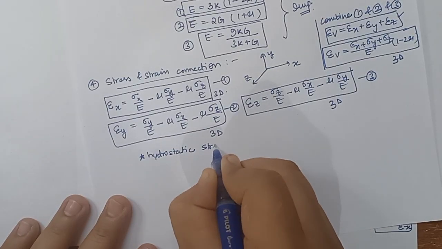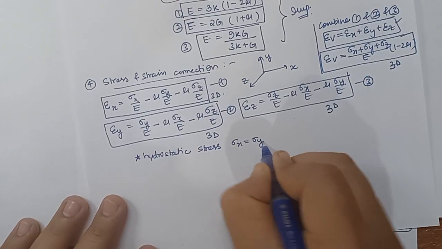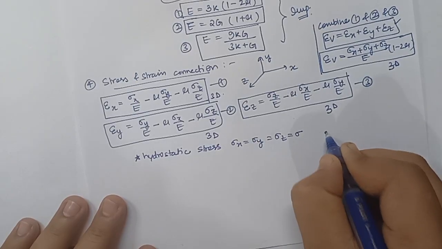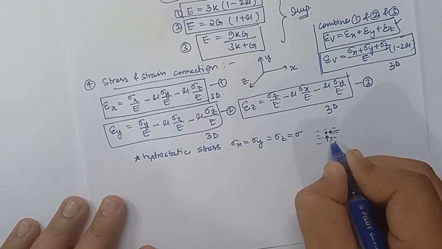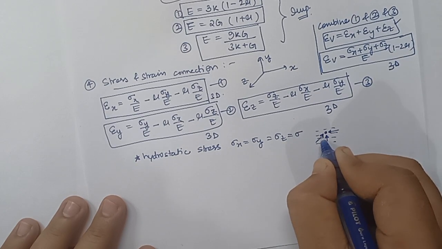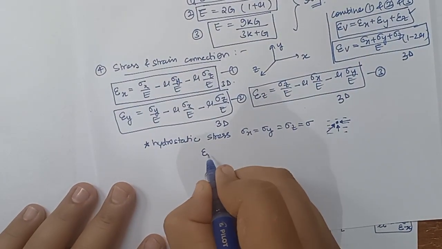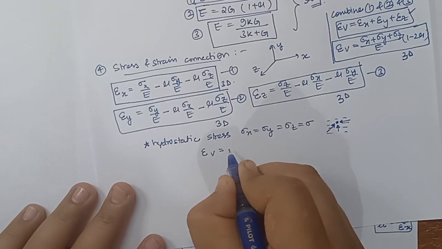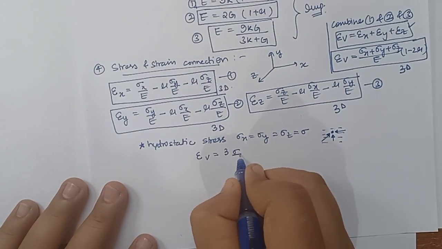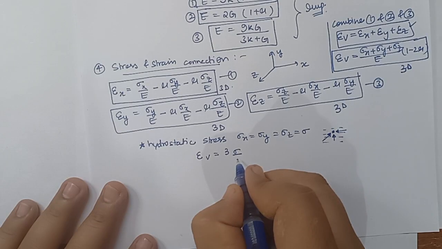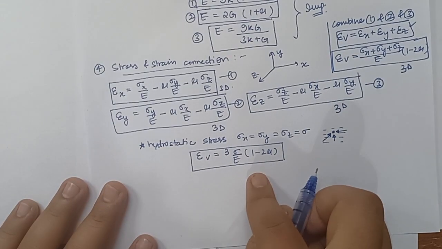Now, if I want the hydrostatic stress condition, in hydrostatic stress, sigma x, sigma y, sigma z will all be the same sigma, because if I'm considering a point here, then the sigma in all the directions, x, y or z, would be the same. Right? So you will get the volumetric strain as 3 sigma by E times (1 minus 2 mu). So you need not remember this formula.